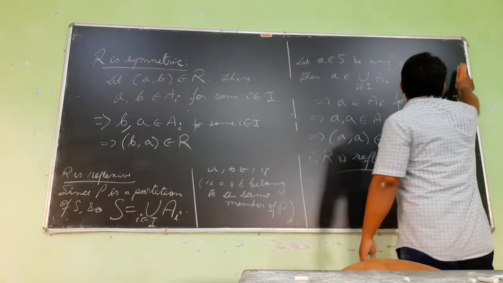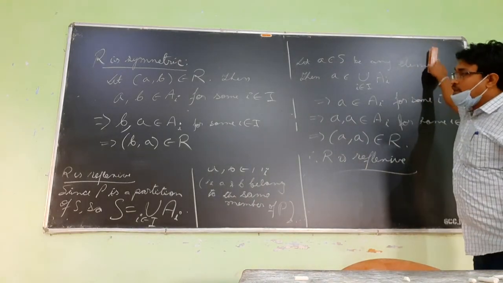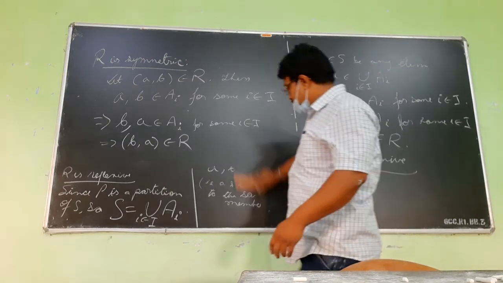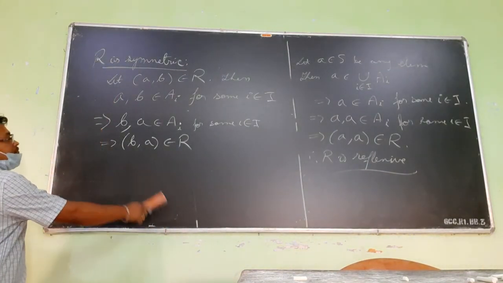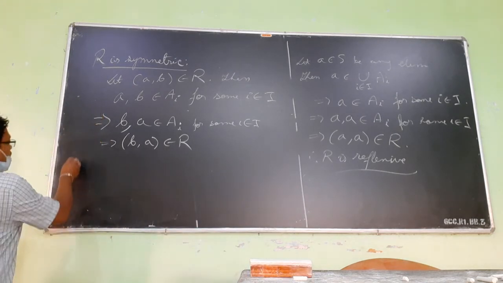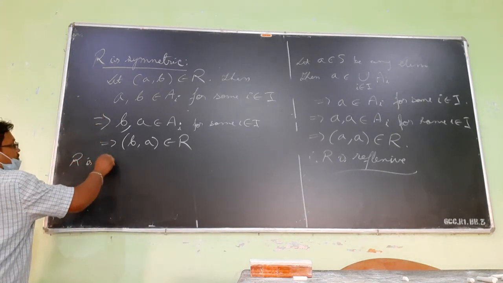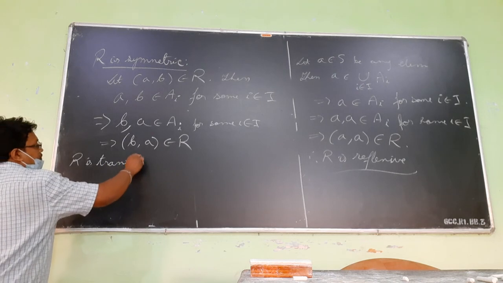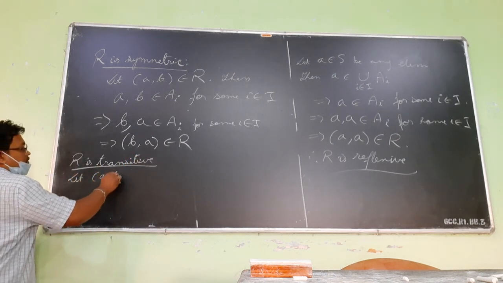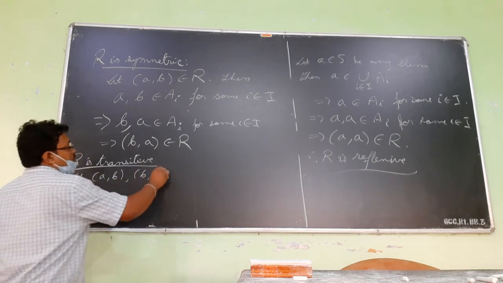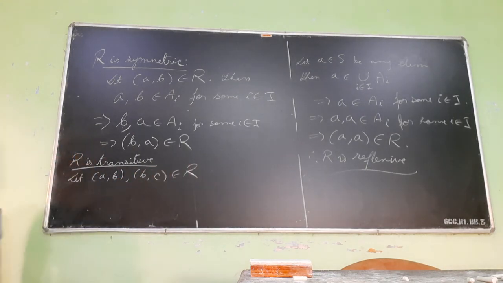Next, I have to show that R is transitive. So R is transitive. How will I show that? Suppose (A, B) and (B, C) belong to R.